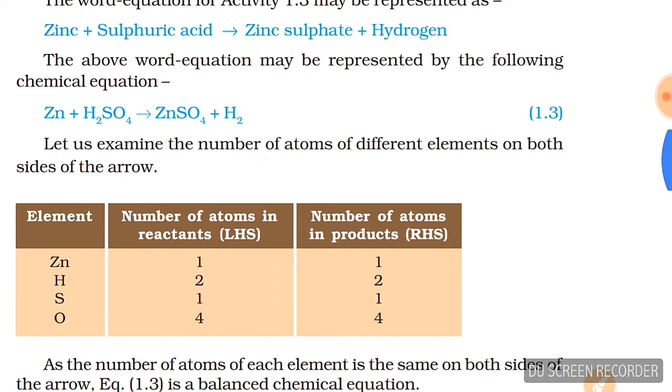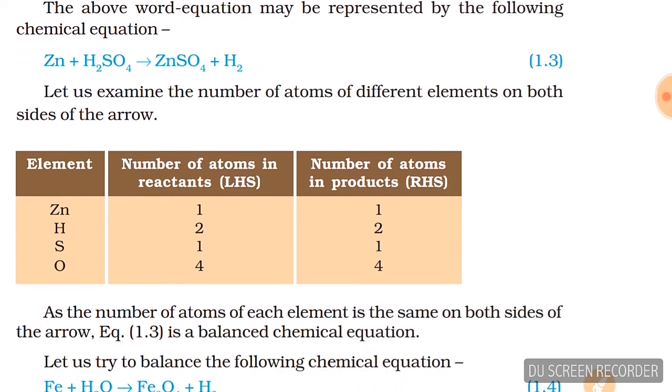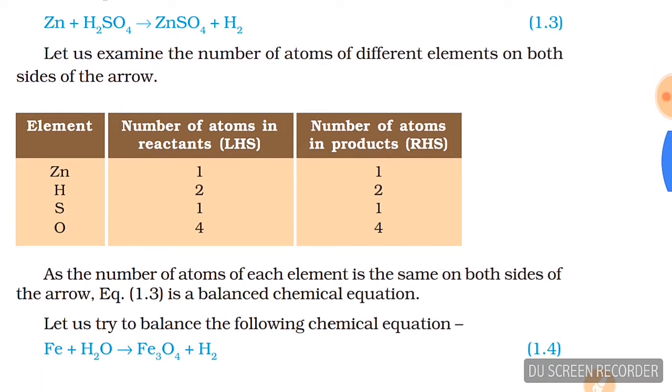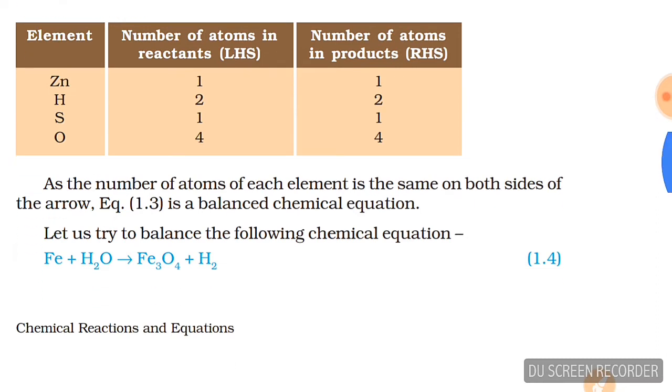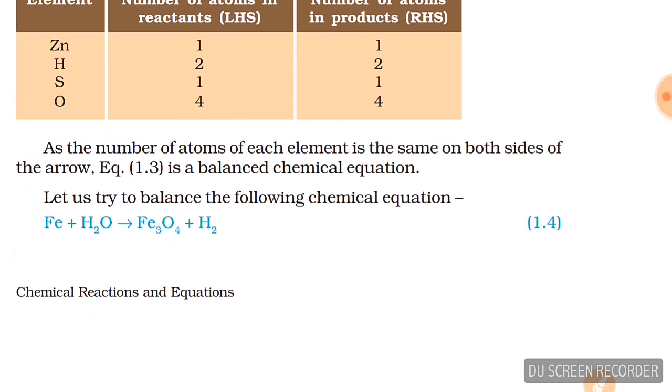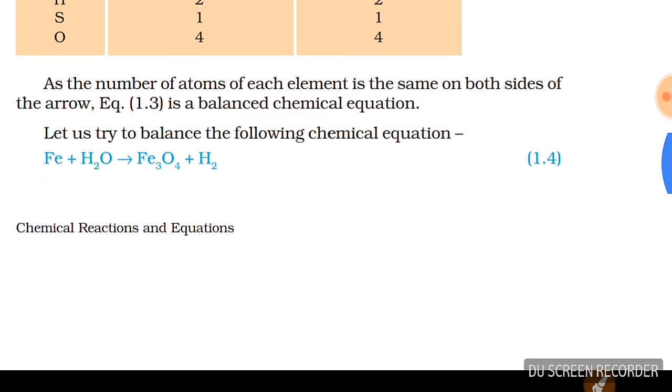तो यहाँ पे एक एग्जांपल दिया हुआ है: Zn जिंक और H2SO4 रिएक्ट करें तो ZnSO4 और hydrogen gas evolved. So here this equation is balanced. The table is given. You can see the number of atoms on the left hand side is exactly equal to the number of atoms on the right hand side. So we are saying that this equation is basically a balanced equation.